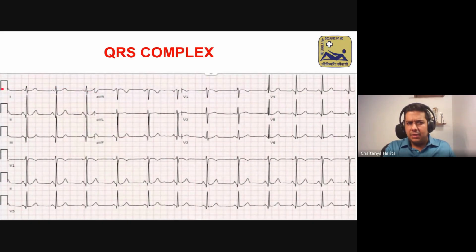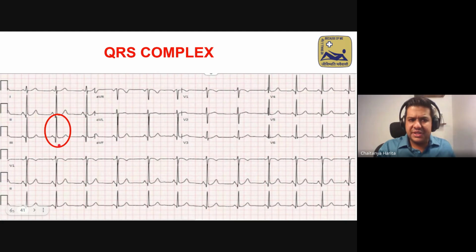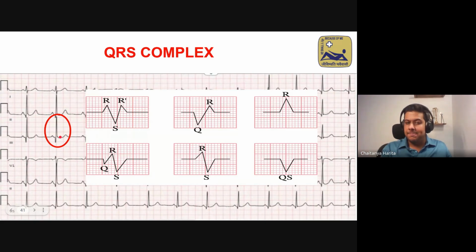ECG. Is the calibration okay? 1 wide, 2 tall, calibration is fine. Focus on this complex. If you focus, this is the P wave, and the first negative wave after it is the Q wave. So you have a Q, you have an R, you have no S wave here. So this falls under the QR category. Now you'll ask me, sir, is Q physiological or pathological? And the answer is both. You can have physiological Q waves, especially in lead 3 as demonstrated in the figure.